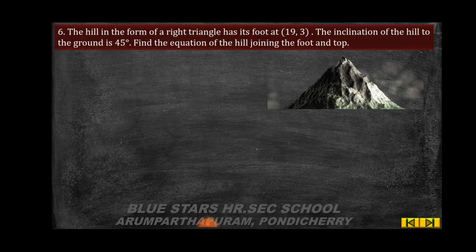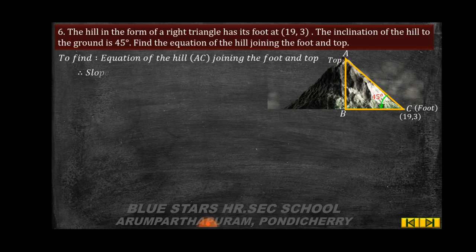Then question number 6. The hill in the form of a right triangle has its foot at (19, 3). The inclination of the hill to the ground is 45 degrees. Find the equation of the hill joining the foot and top. So this is the hill. We are just considering a right angle triangle in the hill. We mark the vertices of the top as A and B and C respectively. C is the foot of the mountain or the hill. Then angle C is 45 degrees and the foot coordinate is (19, 3).